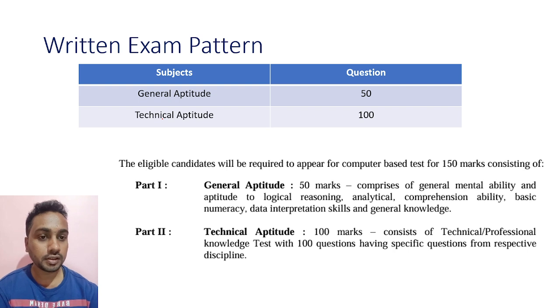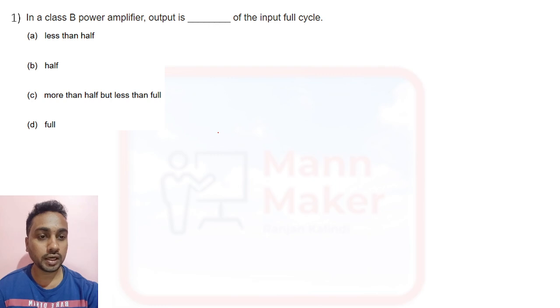As you know, in your exam there will be two parts of 150 marks of questions. In part 1 they will ask general aptitude and part 2 is technical aptitude, which is related to your branch. There will be 100 questions from your branch. So we are going to see some questions today.